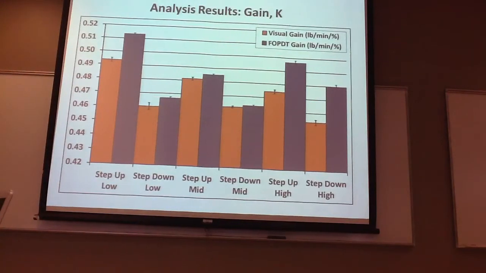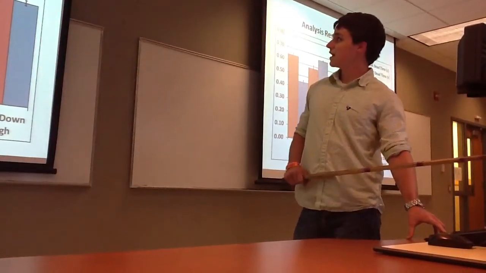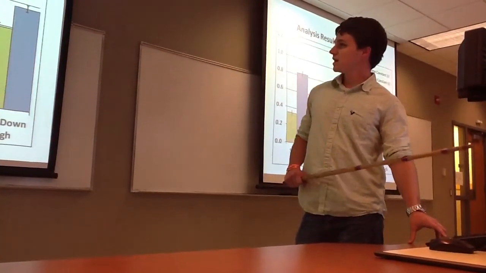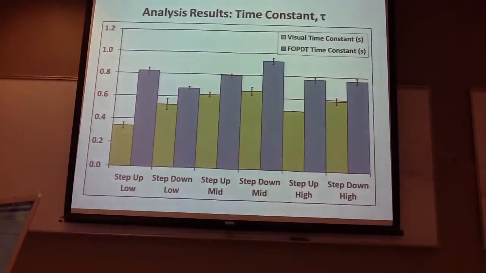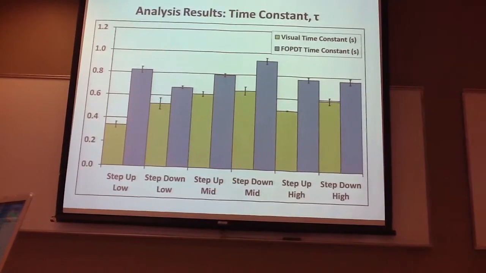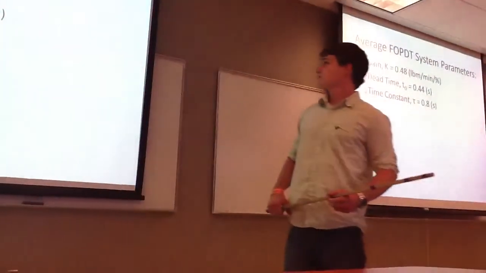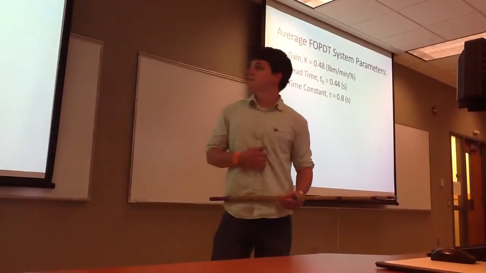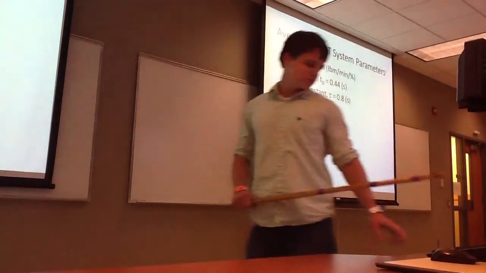That's for the gain with the uncertainty bars. And then that is for the dead time, where they're all pretty close. And then that is for the tau, which for the lower range was a little bit lower, but for the rest of them worked out pretty well. The average gain for the system for the step response was 0.48. The average dead time was 0.44, and the average time constant was 0.8.